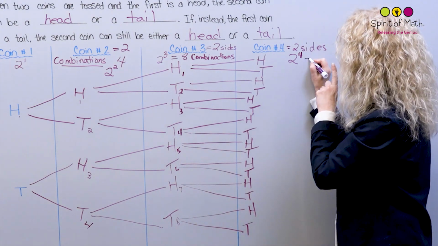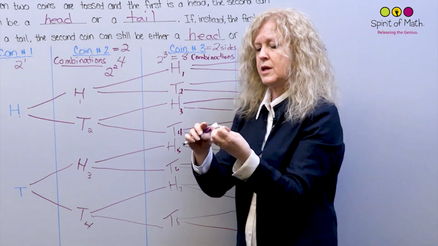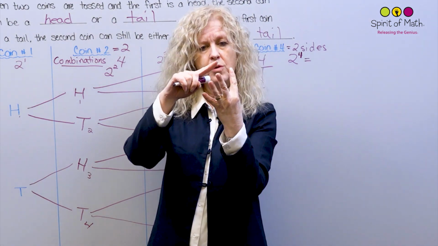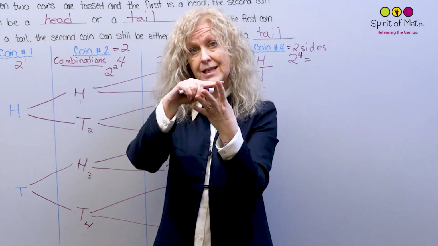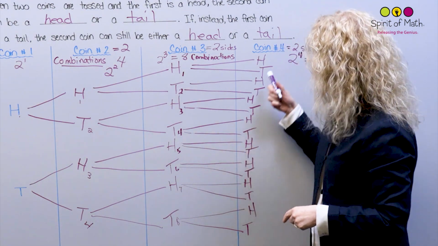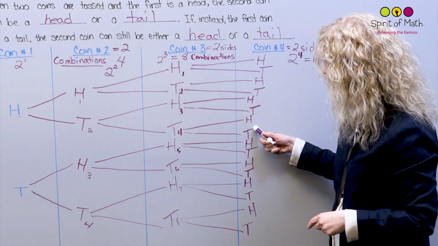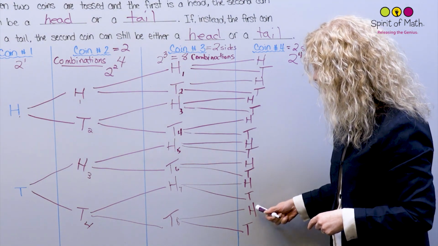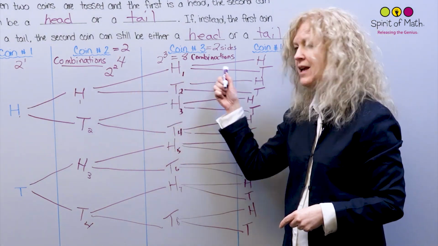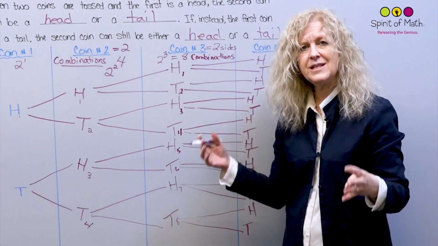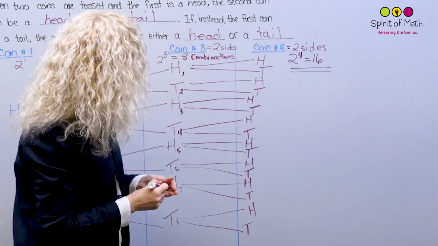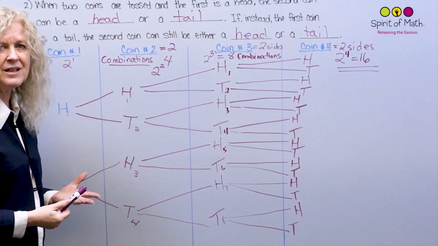2 to the 4th is the same as saying 2 times 2 times 2 times 2. 2 times 2 is 4, times 2 is 8, times 2 is 16. So this should be 16 combinations. Let's see what happens. 1, 2, 3, 4, 5, 6, 7, 8, 9, 10, 11, 12, 13, 14, 15, 16 combinations. Each one of these represents a different pathway to get to it, so that's why it's a different combination. So yes, 16 combinations. Now, isn't this neat what has happened mathematically?